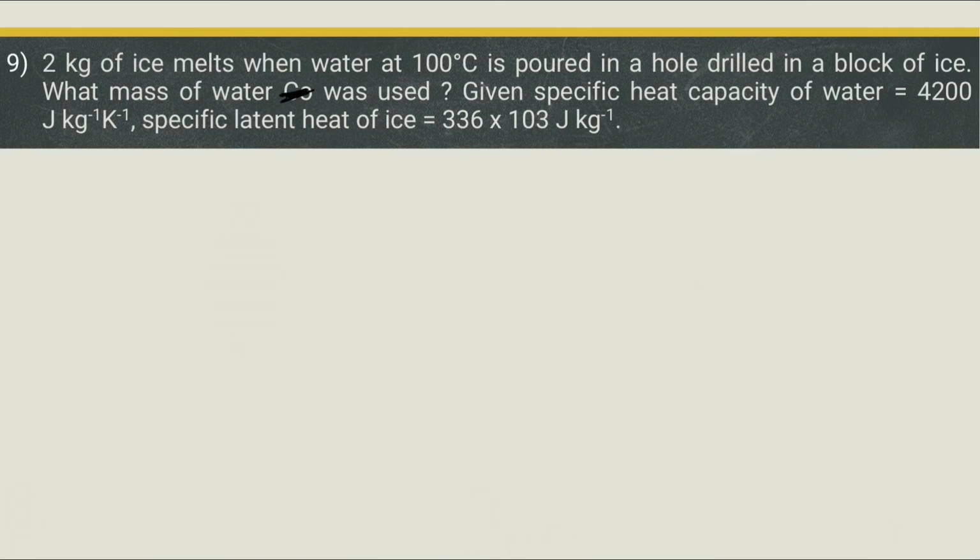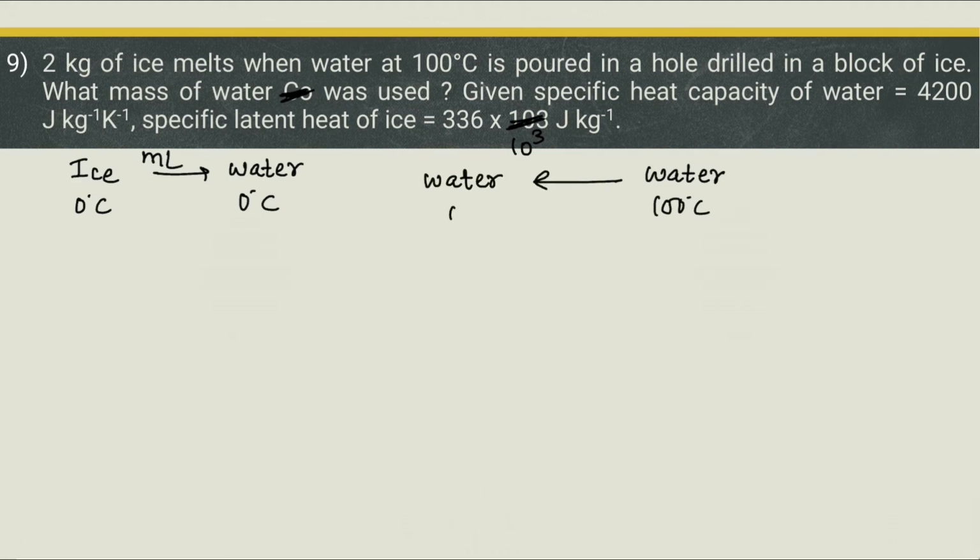Given specific heat capacity of water is 4200 joule per kg Kelvin and specific latent heat is 336 into 10 to the power 3 joule per kg. So what mass of water was used when ice melts? So ice just simply melts, 0 to water at 0 degrees Celsius, and this heat energy mL comes from hot water at 100 degrees Celsius. So temperature of that water drops from 100 to 0 degree Celsius, and that is mc delta T. So this question is very simple, right?